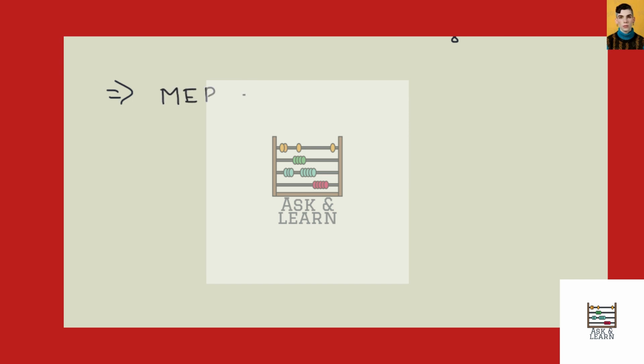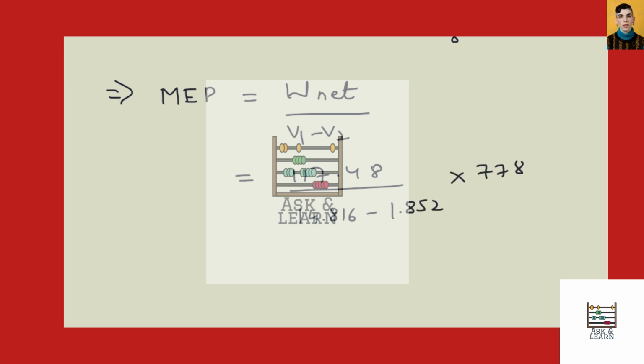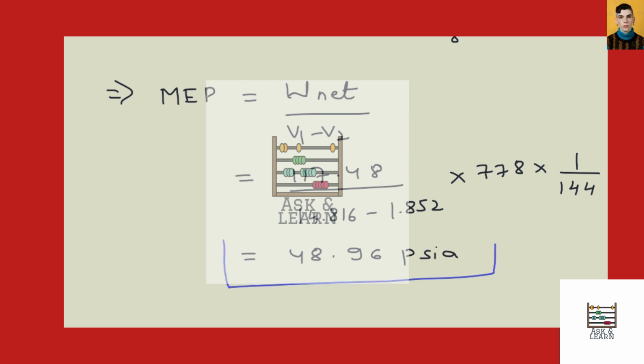Or the mean effective pressure is equal to W net by V1 minus V2. Just put the above calculated values: 117.48 by 14.816 minus 1.852, into 778 into 1 by 144, which is equal to 48.96. So that is our answer. I hope you understand.